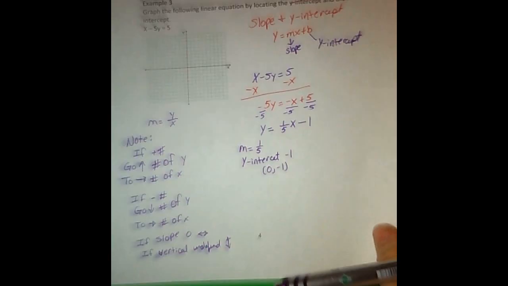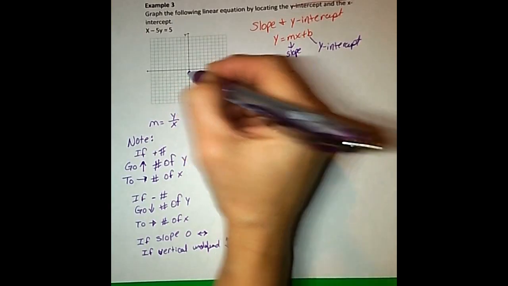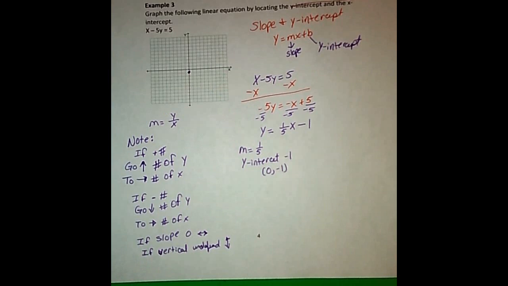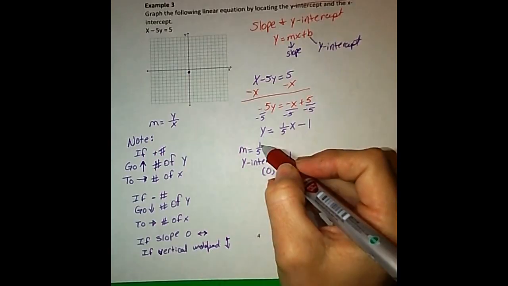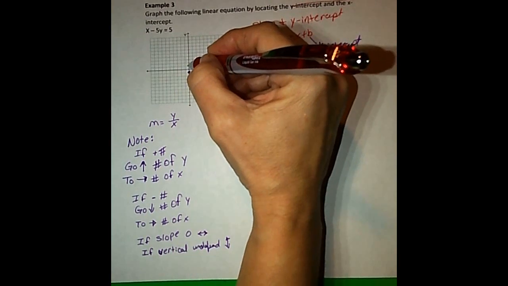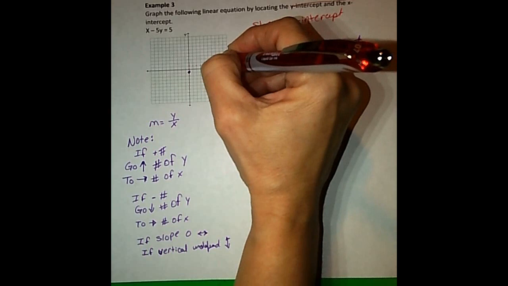Let's graph this. What we're going to do first is graph the y-intercept. It's (0, -1), so I'm going to go to 0, and go down 1. So x is 0 there, and y is negative 1 there. From there, I'm going to plot my slope. It is a positive slope, right? 1/5, and it's positive. My y value is 1, so I'm going to go up 1 and to the right 5. 1, 2, 3, 4, 5.